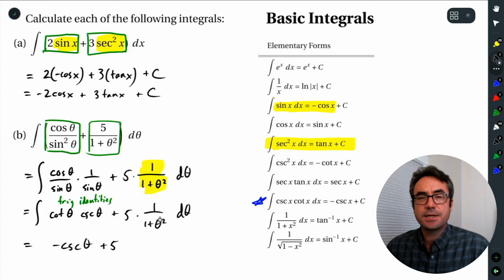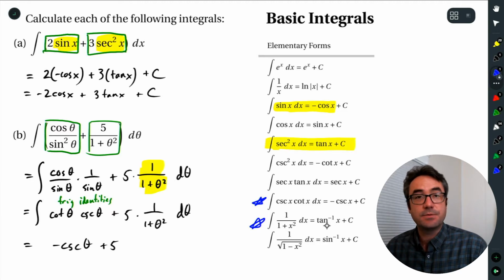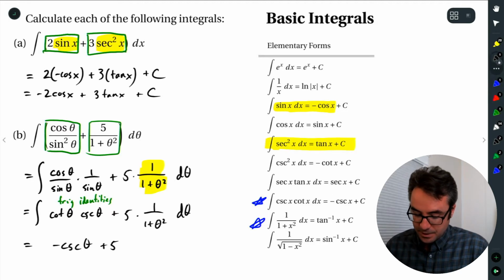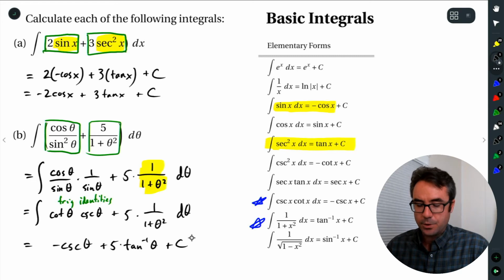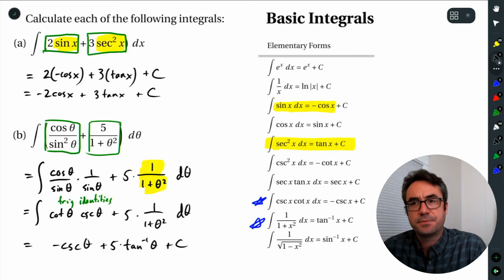And then what's the antiderivative of this 1 over 1 plus theta squared? Well, that's right here. Integral of 1 over 1 plus x squared is inverse tan. So this is going to be 5 times inverse tan of theta. And then we put our plus c. We save that for the very end. And there's our antiderivative.